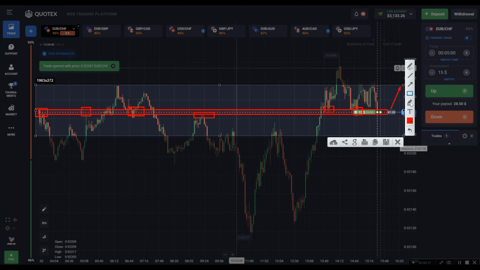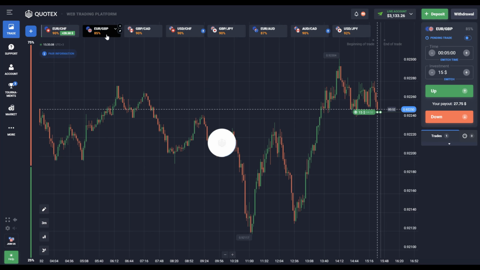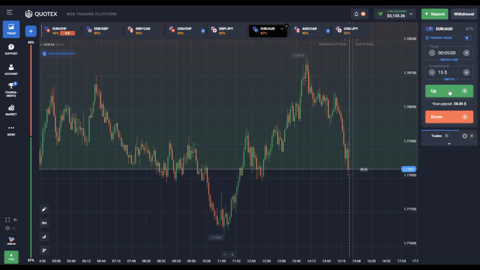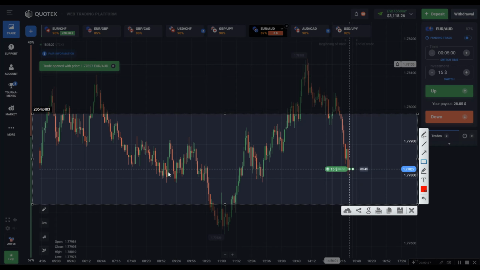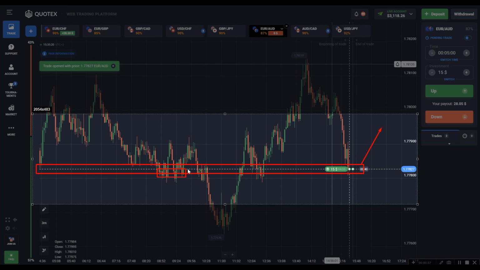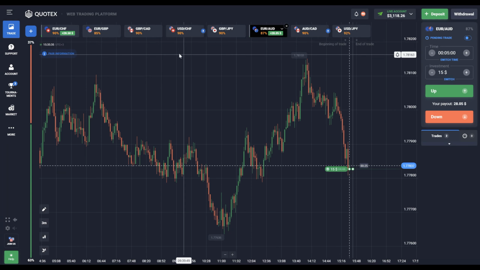And we can use this zone as a price reversal point, depending on where the price came from. In this case, it dropped from top to bottom. Accordingly, I open a trade for an increase. Euro Australian dollar will also be opened for an increase. We have a support zone. You can see that the price often bounced off this zone. And accordingly, somewhere here we can open a trade for an increase.